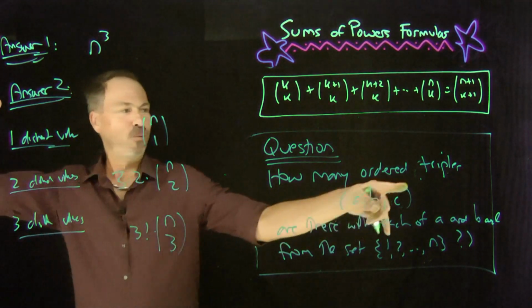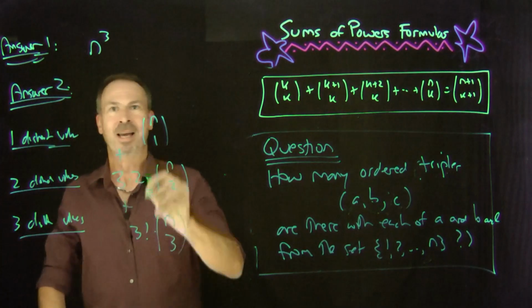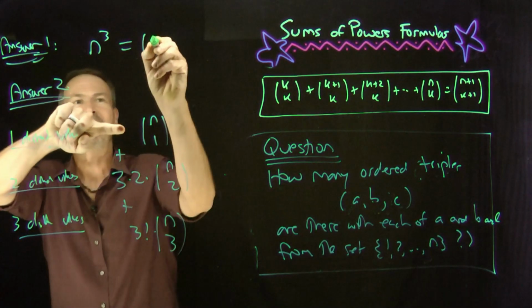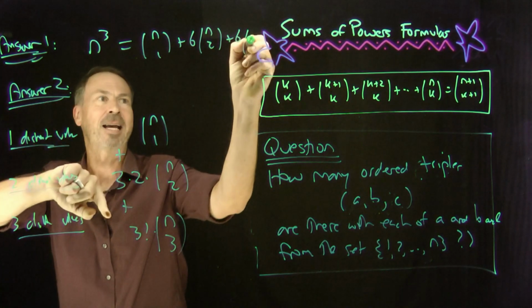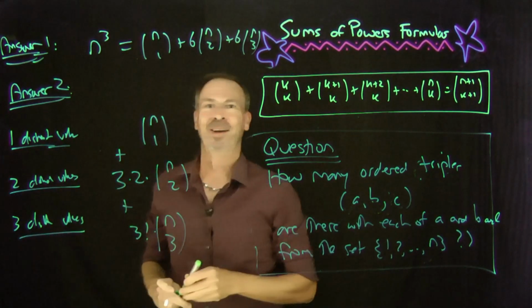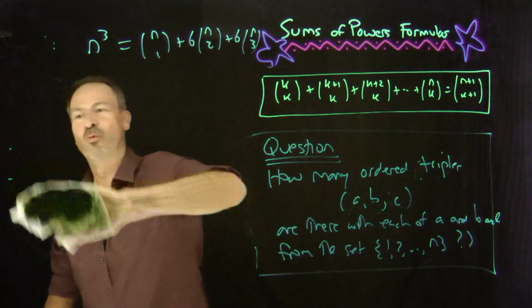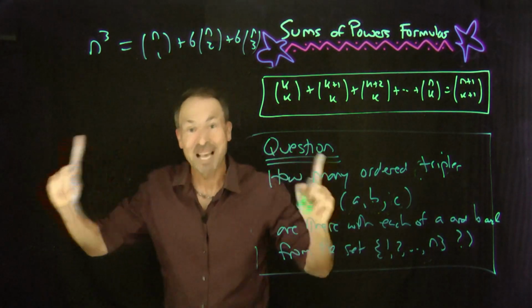The number of ordered triples must be this answer, this value, plus this value, plus this value. That is n cubed. One answer to the question must match this answer. n cubed must be n choose 1 plus 6 times n choose 2 plus 6 times n choose 3. Whoa! There, I have a formula for n cubed. I know how to write a cube number in terms of binomial coefficients. But now I want the sum of all the cubes.